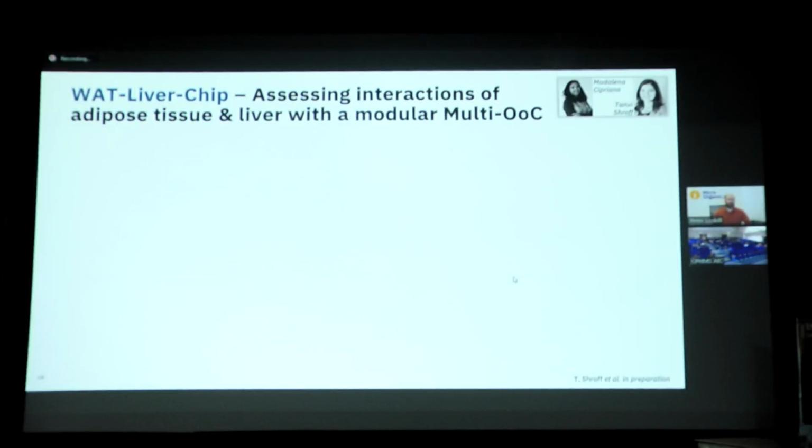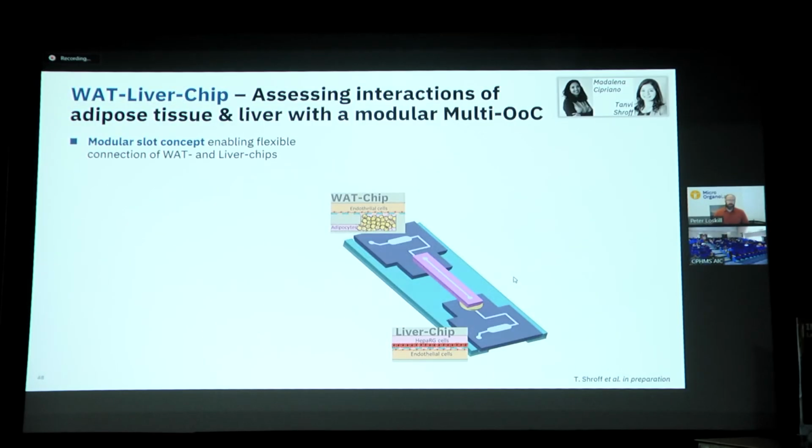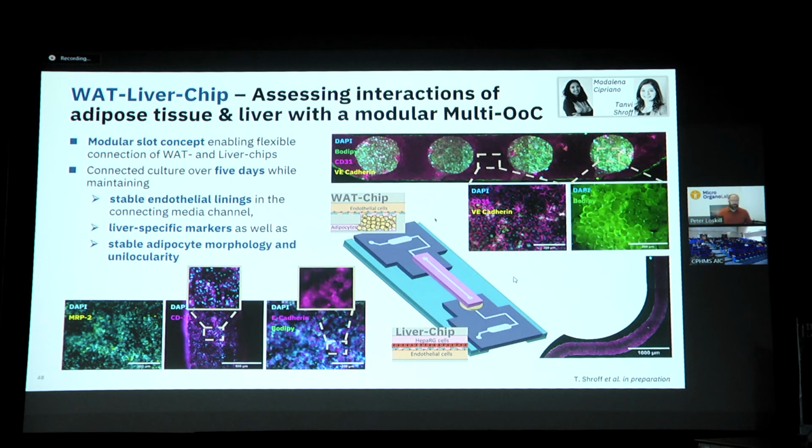And the other thing is our next generation step, where we now combine our adipose models and the liver model. Here we're using a modular slot concept, where you can just use the individual chips and plug them into this slot. This enables a flexible connection of different models, in this case, the adipose and the liver system. And again, it's a fully thermoplastic system. What we do here is we can then, for example, look again at the functionality and the structure of the adipose tissue on the one hand, but also the liver tissue on the other hand, and line the entire channel connecting the system with endothelial cells.